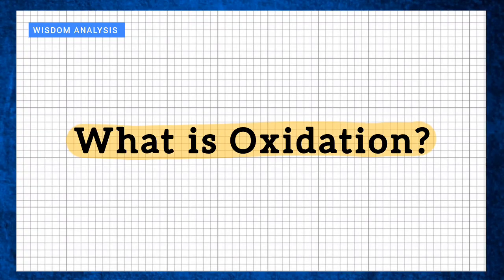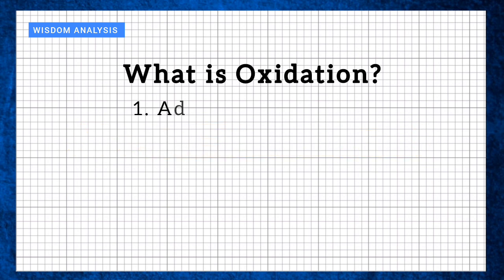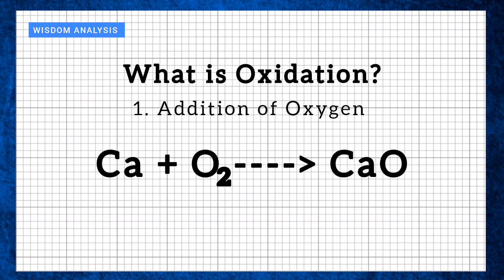So normally when we hear oxidation, what comes to our mind? Addition of what? Oxygen. Yes, that's the first definition of oxidation. So you can see in this chemical equation that calcium has been what? Oxidized, because oxygen has been added to calcium.